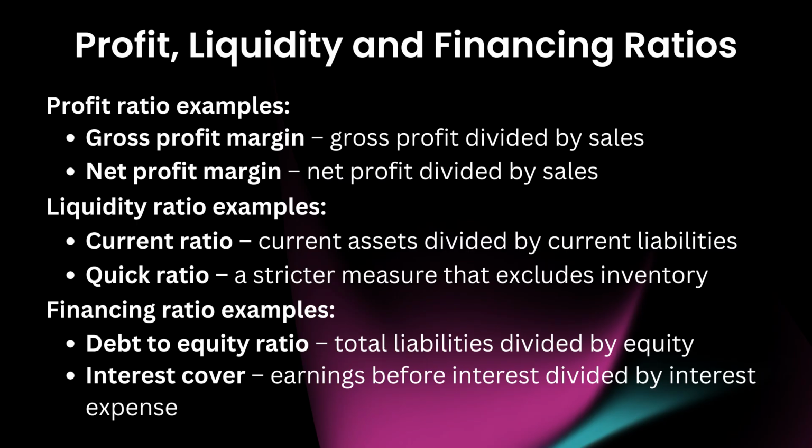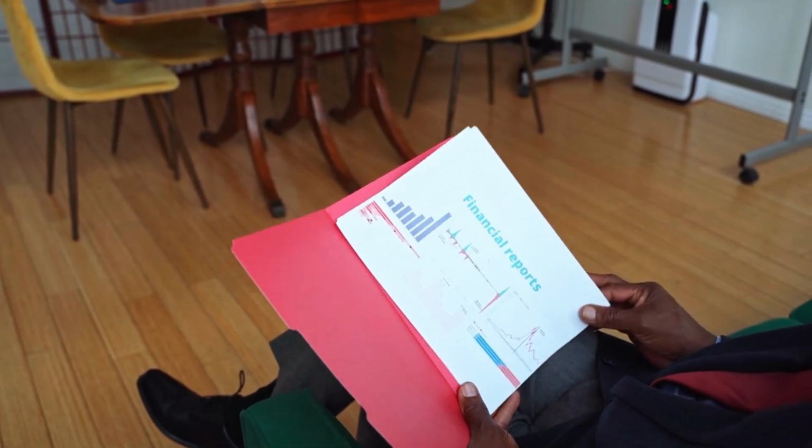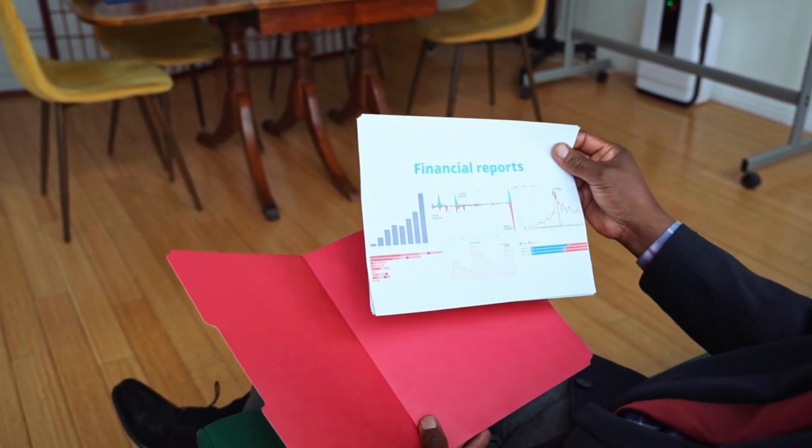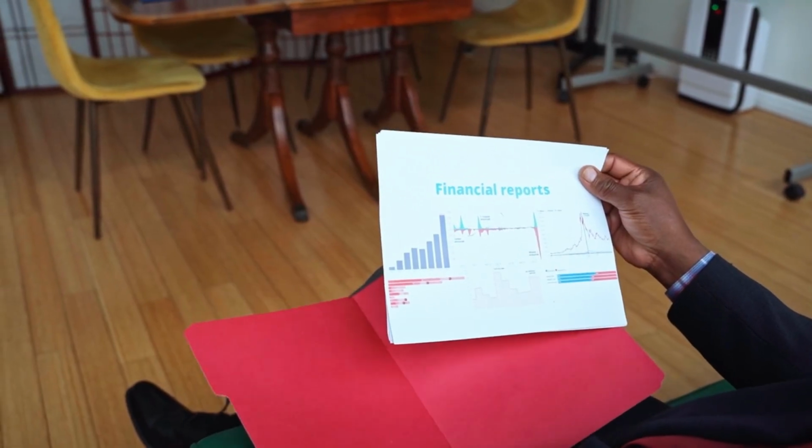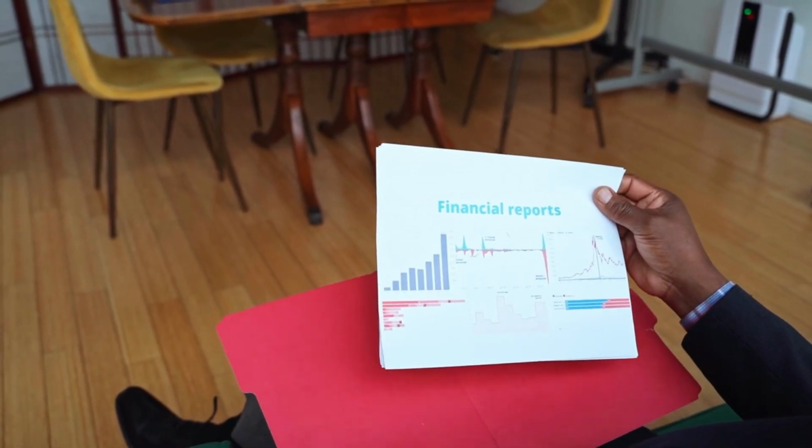Financing ratio examples: debt to equity ratio, total liabilities divided by equity; interest cover, earnings before interest divided by interest expense. By reviewing these ratios regularly, you can see whether projects are priced correctly, whether the business can comfortably pay its bills, and whether debt levels are sustainable or too high.